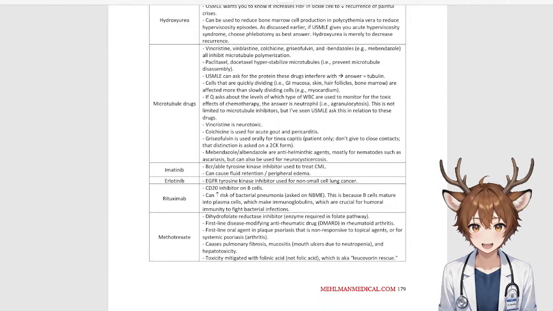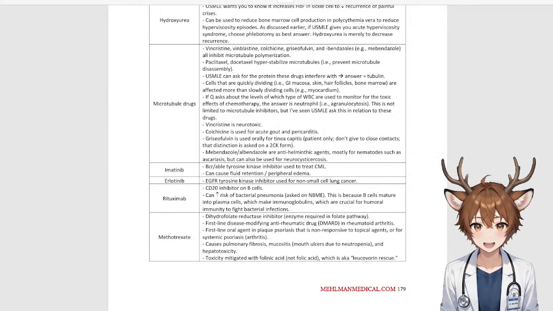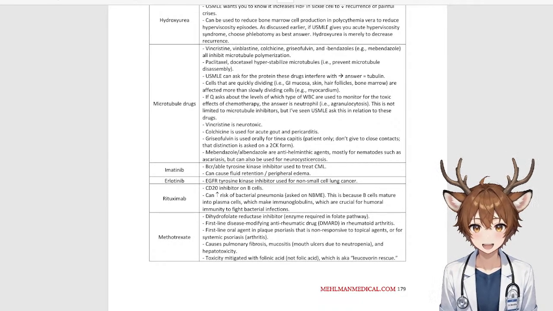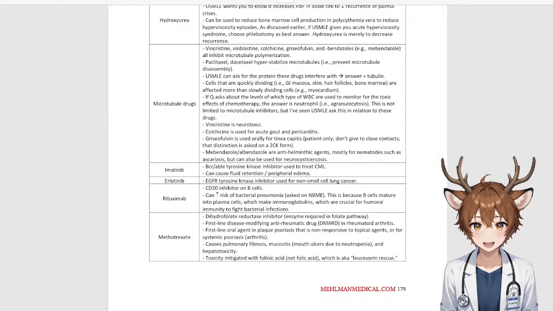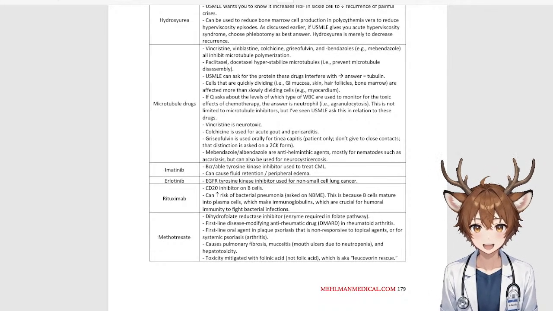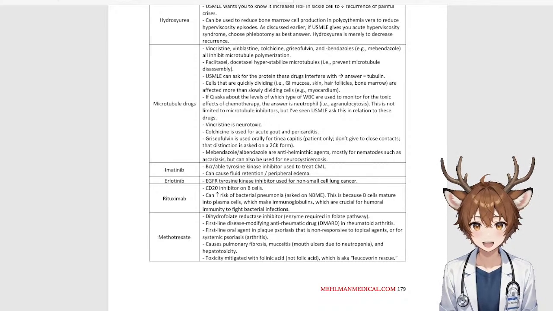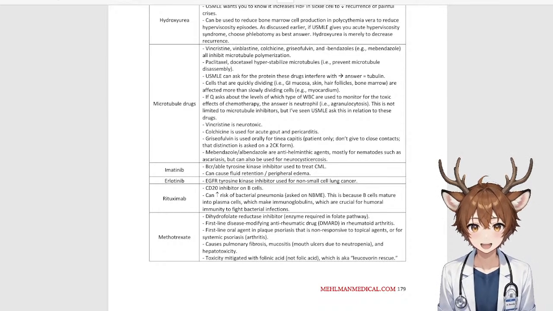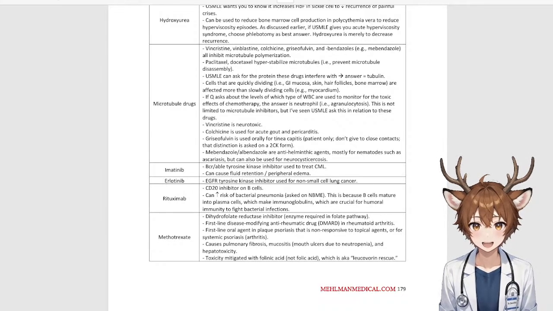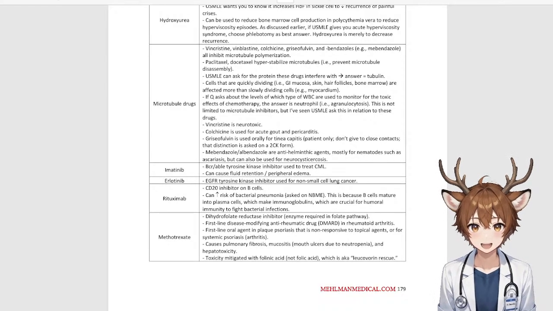Vincristine is neurotoxic. Colchicine is used for acute gout and pericarditis. Griseofulvin is used orally for tinea capitis, patient only, do not give to close contacts. The distinction is asked on the Step 2 CK form. Mebendazole/albendazole are the anti-helminthic agents, mostly for nematodes such as ascariasis, but can also be used for neurocysticercosis.